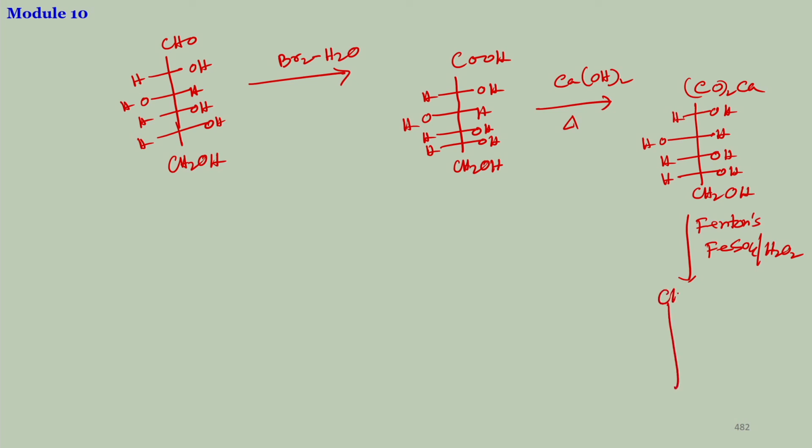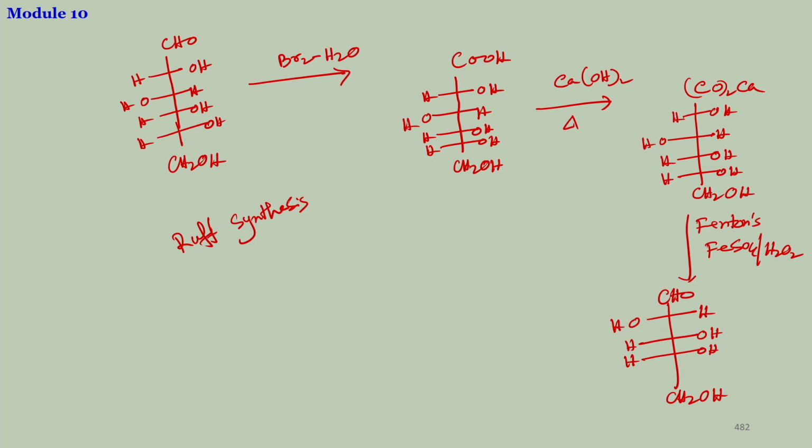So this will become obviously a CHO, and you have this, CH2OH. This is another method through which you can reduce one carbon on the sugar, and this reaction is known as Ruff synthesis or Ruff reaction.